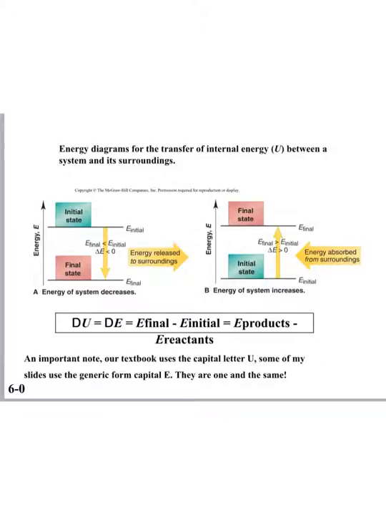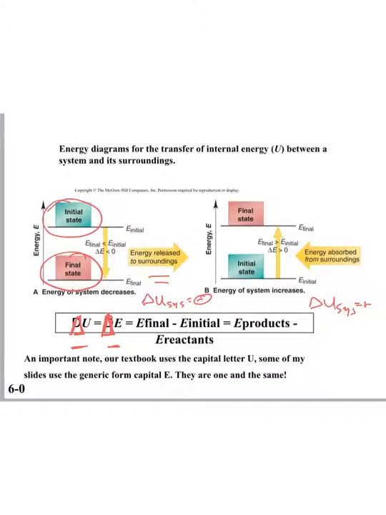Energy diagrams for the transfer of internal energy between a system and its surroundings. Oh, I don't know why this program didn't transfer this correctly. These are deltas. My textbook uses delta U, and a lot of textbooks use delta E. So I just put these both in here so that students wouldn't be confused if they saw either one. So if I mentioned earlier that if you have some initial state that's high and a final state that's low, then you would say that energy is released to the surroundings. So in that case, the delta U of this system is going to be negative. Over here, the delta U of the system is positive because it absorbed energy.